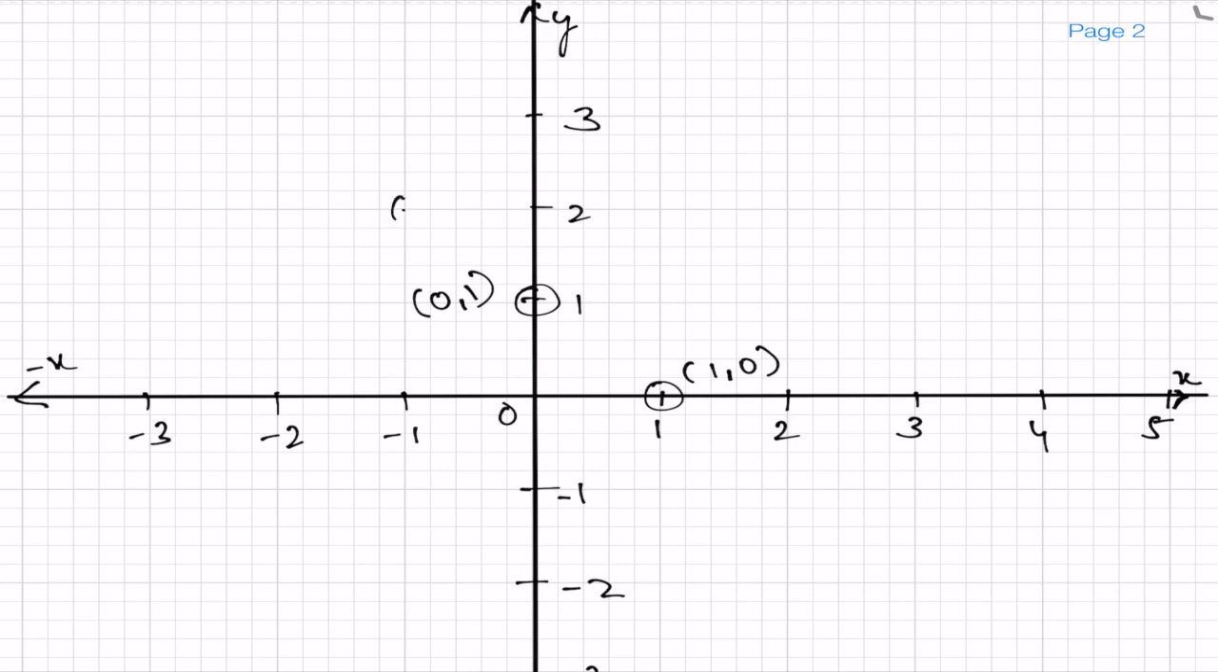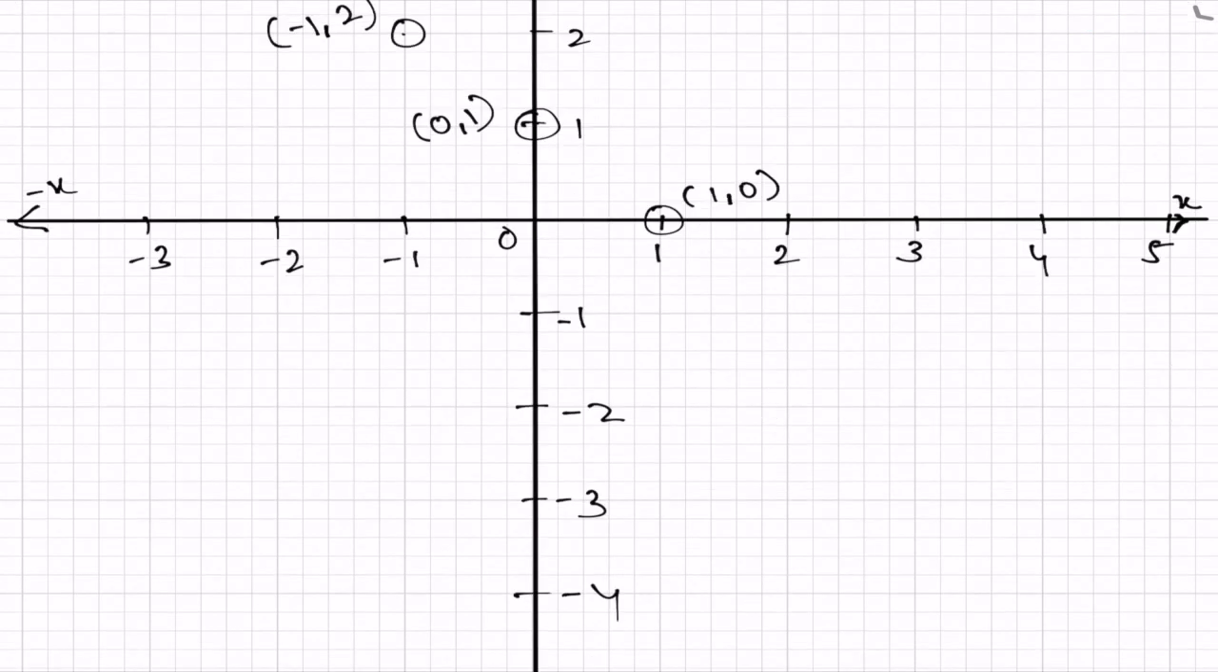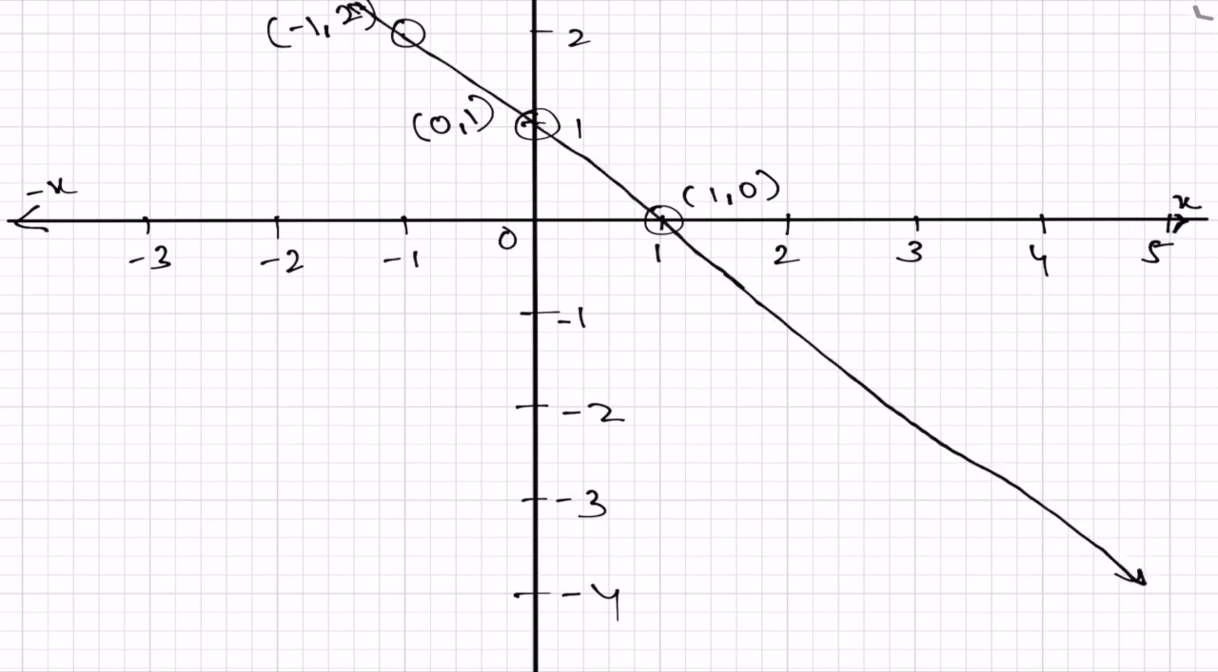Next point is x is minus 1, y is 2. So here x is minus 1 at 2. Now we will join these points and extend the line also. Put arrows at the end of the line and write down the equation of the line, y is equal to 1 minus x. Now we will plot the points of the second equation.